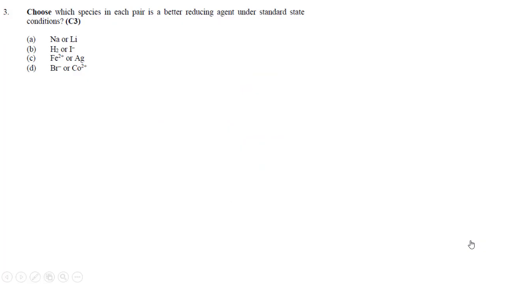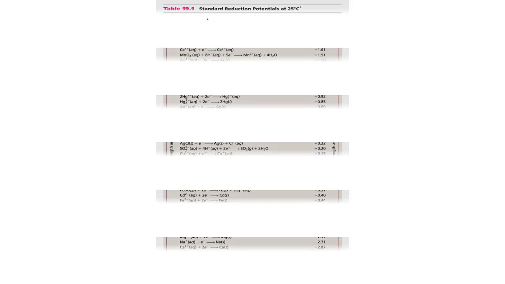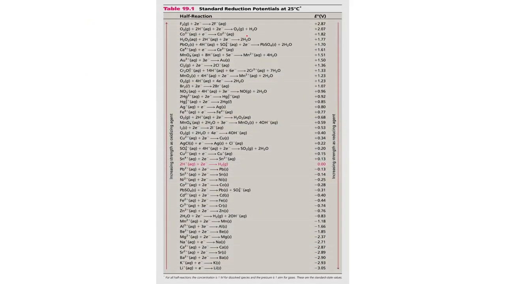Okay class, let's continue with question number 3. So untuk jawab question ni you perlu clear lah apa tu oxidizing agent, apa tu reducing agent, so they give you a pair for each lah. Dia tanya dia suruh kita choose which species in each pair is a better reducing agent under standard state condition. So pertama dia bagi sodium and lithium. So reducing agent you kena faham, reducing agent ni dia merujuk dekat yang sebelah kanan dekat bahagian produk punya spesies.